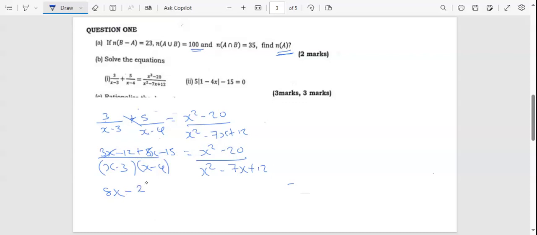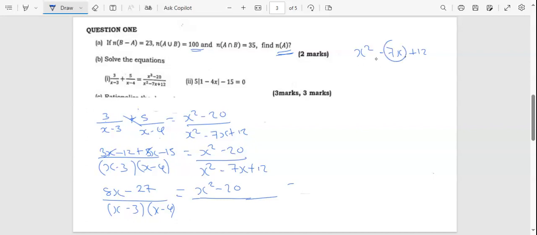Negative 12 minus 15, that is negative 27, if I'm not mistaken. Then over x minus 3, then x minus 4, is equal to, so what we do here is x squared minus 20 over, we simplify here. I'm sure it can be factored, so we can just factorize this one: x squared minus 7x plus 12.